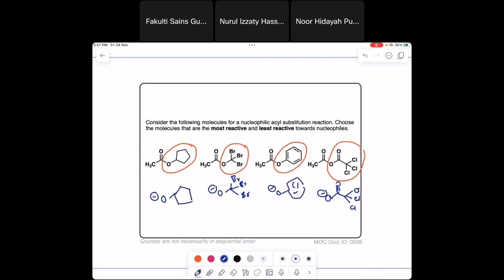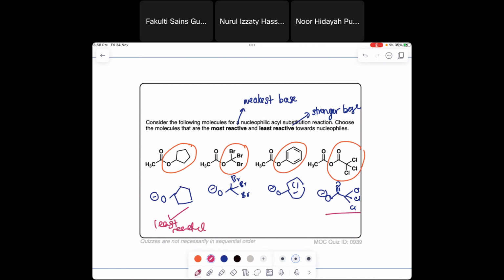Most reactive in other way is the weakest base lah. Okay. Most reactive is the weakest base. Lupa nak cakap. The weakest reactive is the stronger base lah. Tahu dah stronger base here. Definitely is this. Okay. Definitely is this lah. Kan dia macam kita punya methoxide tadi lah. This is the least reactive.